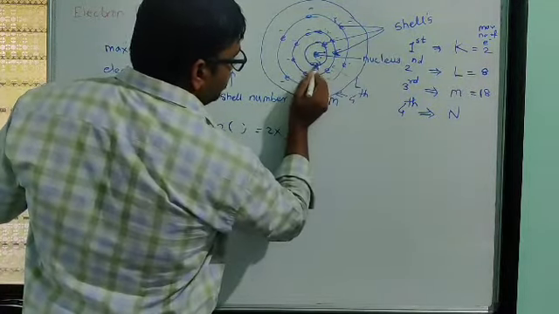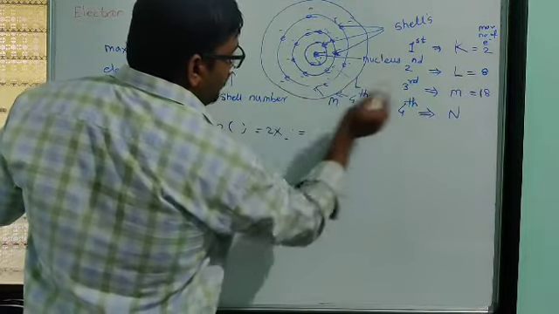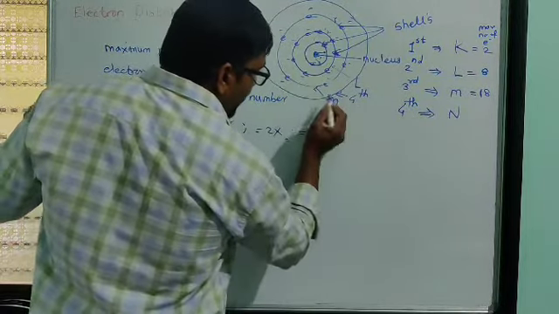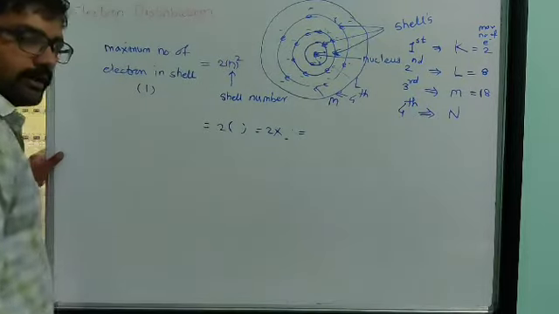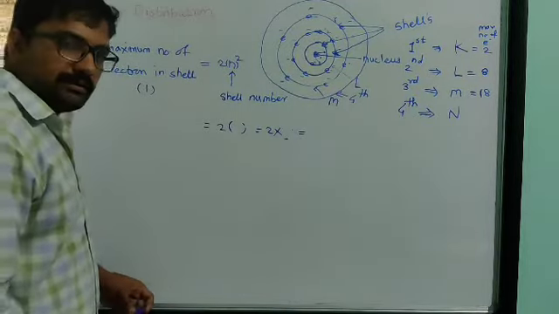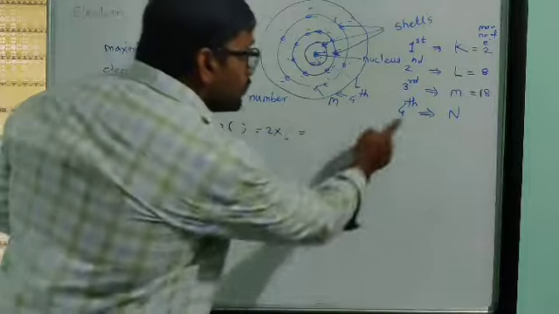K shell is the first, L shell is the second, M shell is the third, and N shell is the fourth. Okay, K, L, M, N. So N is the fourth shell.